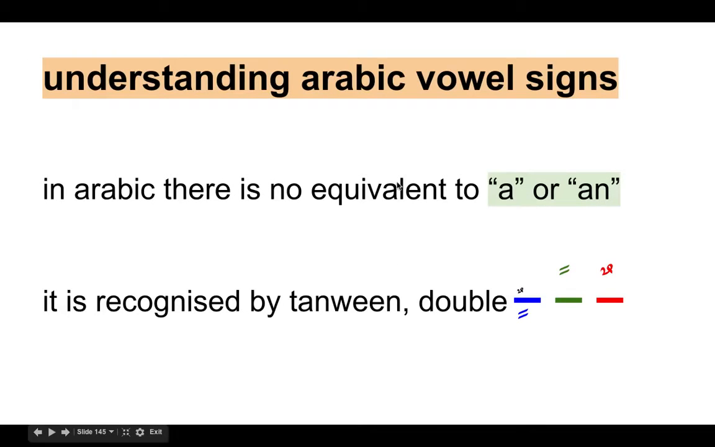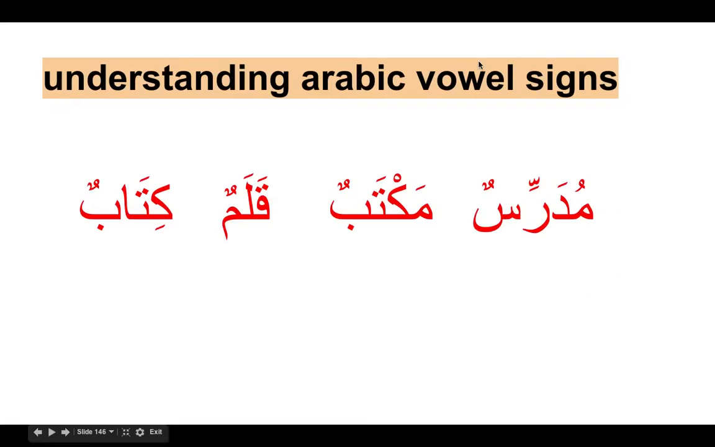However, in Arabic there is no equivalent to a or an. So for example, if you want to say book, we say kitabun. If you want to say a book, it is still kitabun. So a sign of double Dhamma or double Fatha or double Kasra, that is a sign of indefinite. Let's see an example. So Mudarrisun, if you see double Dhamma, is indefinite. Maktabun, desk, so indefinite. A desk, a teacher. Qalamun, a pen. Kitabun, a book.